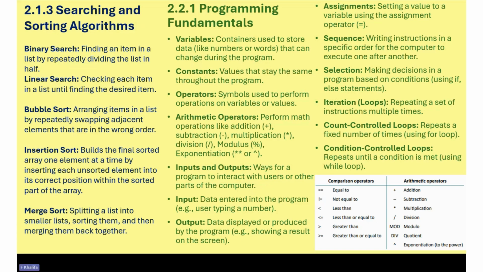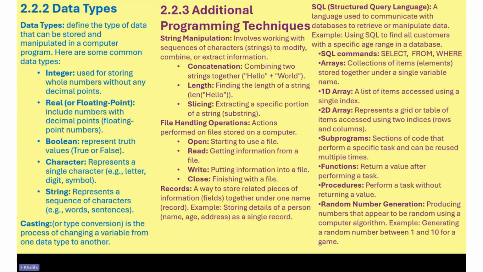Then we have data types in 2.2.2, and that defines the type of data that can be stored and manipulated in a computer program. So some of the common ones, integer, used for storing whole numbers without any decimal point. You have float or real, which include numbers with decimal point. We've got Boolean, which is values like true or false, yes or no. We've got character, which represents a single letter, digit, or symbol. We've got strings, which represents a sequence of characters, words, or sentences.